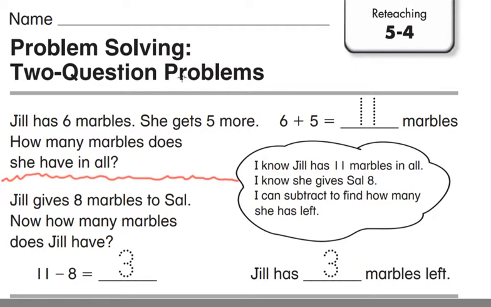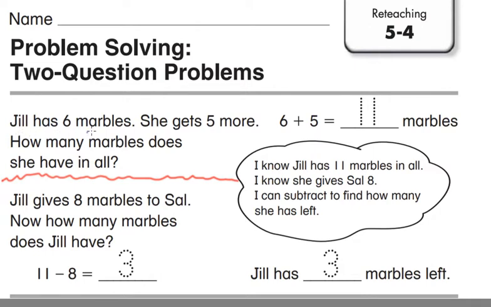All right, cool. Now, I'm going to read it, and as I read it, you circle the important parts in the story. Okay? Jill has 6 marbles. She gets 5 more. How many marbles does she have in all? I'm hoping that you circled all the important things. We're going to reread it, and I'm going to circle the important things also, so you can make sure that you circled everything that's important and double check your work.